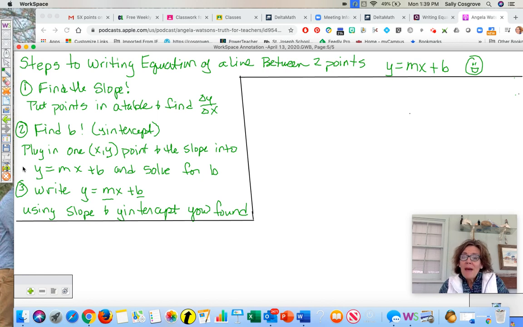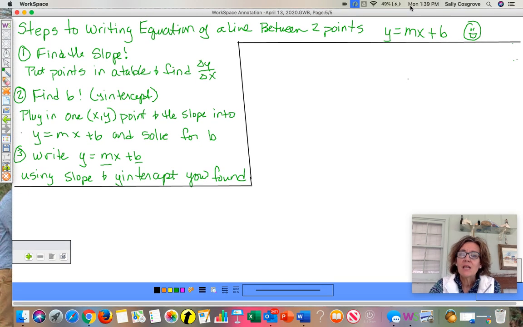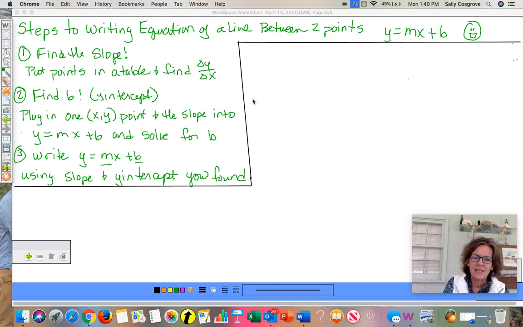Okay, so we're back and we're going to be looking at writing the equation of the line given 2 points. We've already looked at one example, and so now we're going to look at a second example. Actually, we're going to look at 2 more examples. So let's just go ahead and jump in.